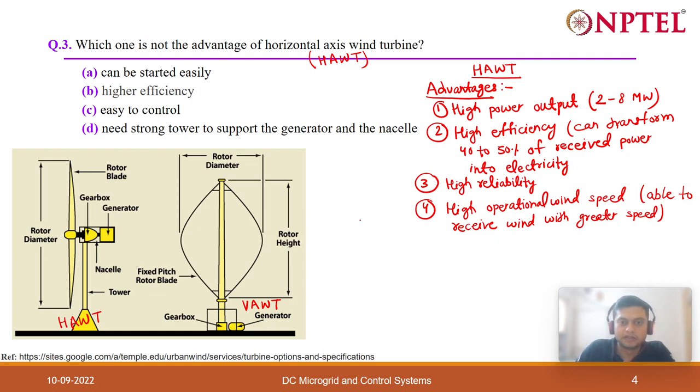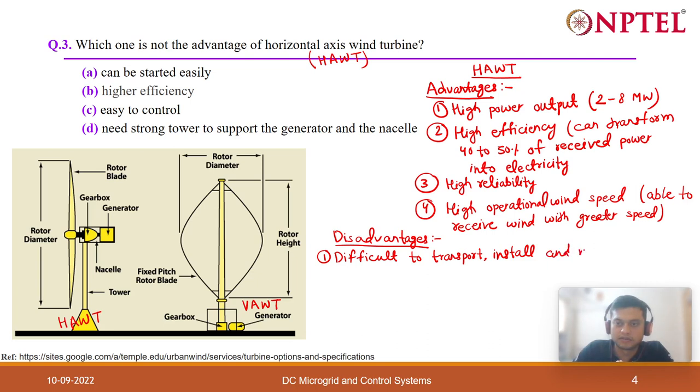So you can write the disadvantages for horizontal axis wind turbine. Difficult to transport, install, and maintain, because wind rotor blades are as long as 70 meters.